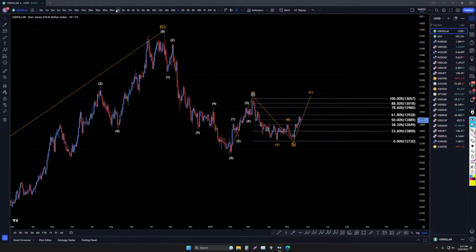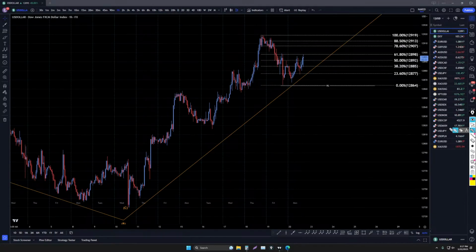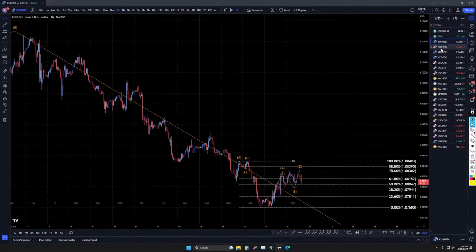And let's head back down to the 1 hour. So on the 1 hour, I'm still expecting that the dollar may just keep on going up. I mean, it does look a little on the corrective side, but I think it's probably more likely that it's just going to keep drifting up. So let's keep that in mind.